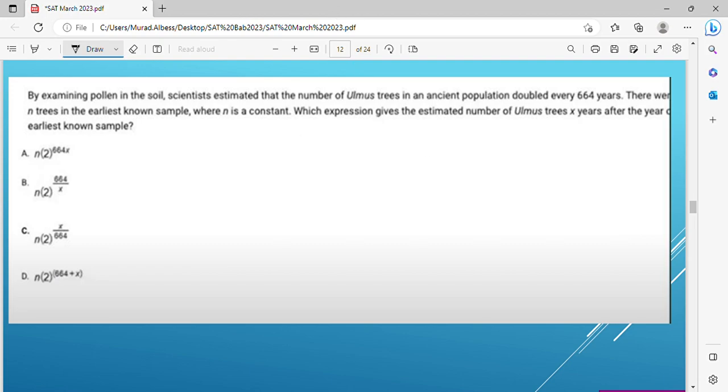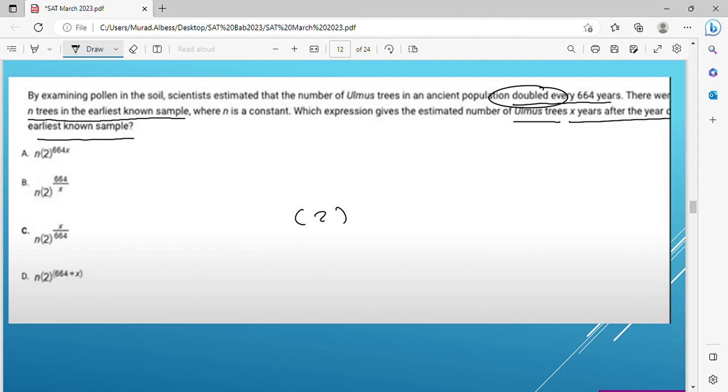By examining pollen in the soil, scientists estimate that the number of almond trees in the ancient population doubled every 664 years. If there were N trees in the earliest known sample, where N is a constant, which expression gives the estimated number of almond trees x years after the earliest known sample? That is double. Okay? It means that is to the 2.